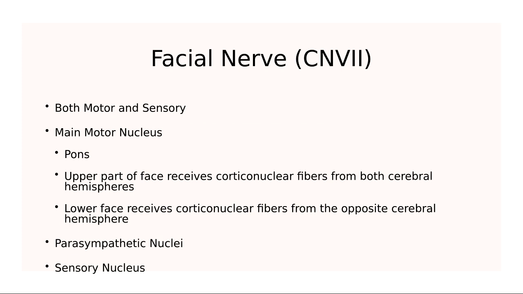The seventh cranial nerve is the facial nerve. It has both motor and sensory nuclei. The main motor nucleus is located in the pons. The upper part of the face receives cortical nuclear fibers from both cerebral hemispheres, and the lower part of the face receives cortical nuclear fibers from the opposite cerebral hemisphere. It has a parasympathetic nucleus and sensory nucleus as well.